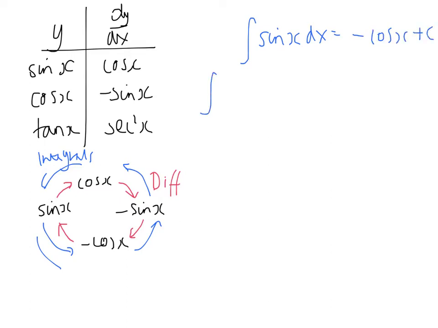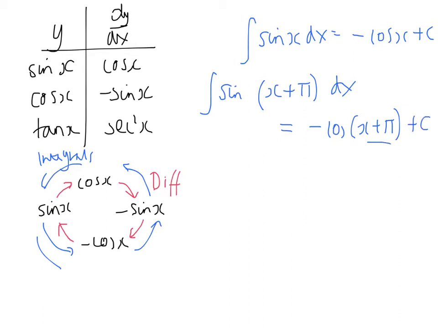So a little bit more complicated if we've got the sine of x plus pi, say. We want to integrate that with respect to x. We're going to have minus the cosine of x plus pi. And then if we differentiated that, we'd have to multiply by the derivative of the brackets, which is only 1 in this case. So we'd have minus the cosine of x plus pi plus c.